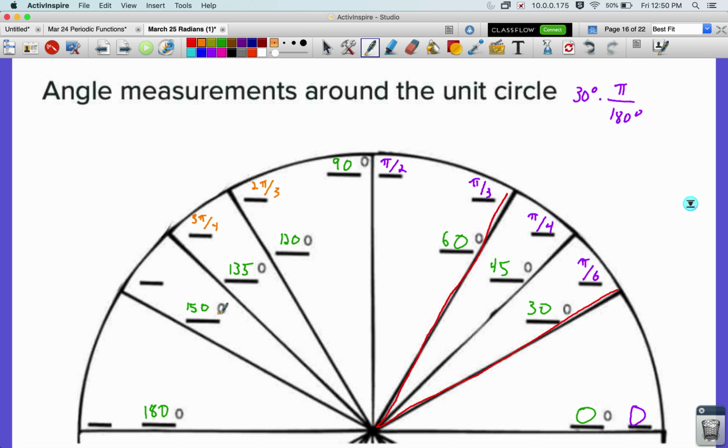150 degrees becomes 5 pi over 6, and 180 degrees is pi. We already saw that one. That's a very convenient one. All right. So if you've got to convert them using this conversion ratio here, do so. Otherwise, eventually we do this so much that you'll have these ingrained in your memory.